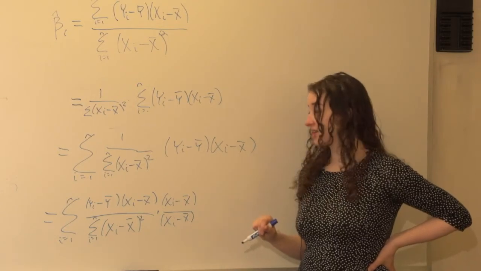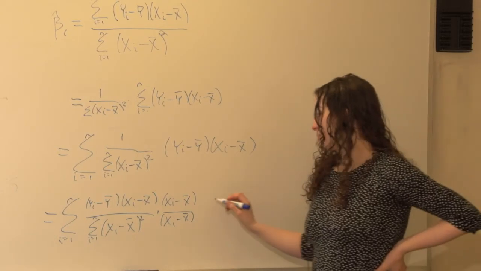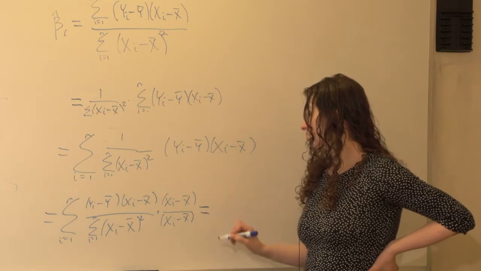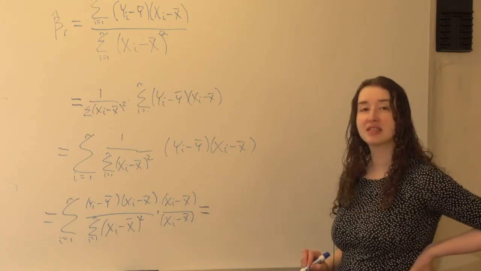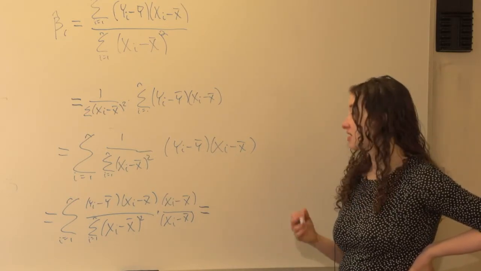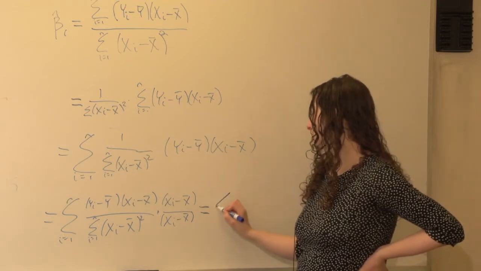Why did I multiply by that number? The reason I multiplied by this number is I want to have something in this expression that reminds me of a slope. I want something that reminds me of a slope.